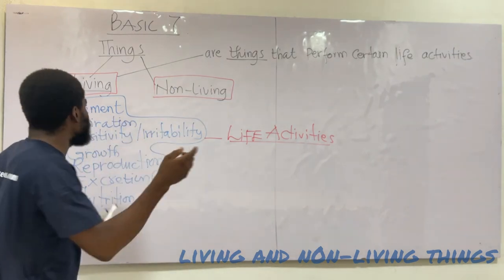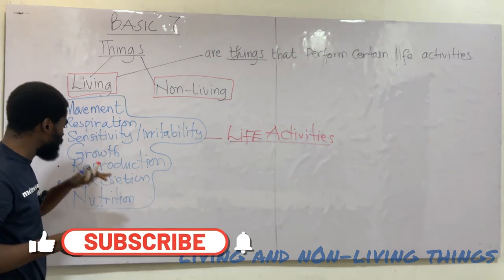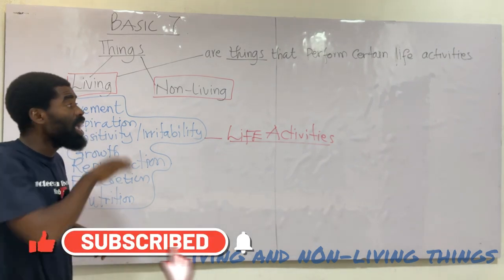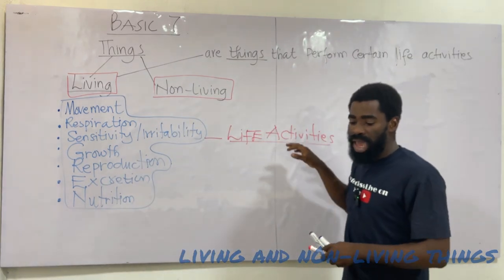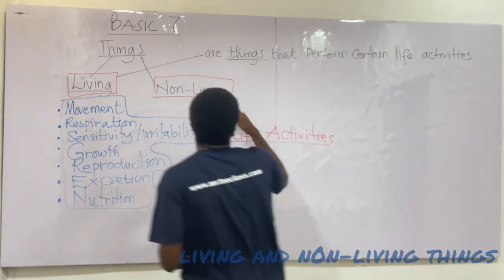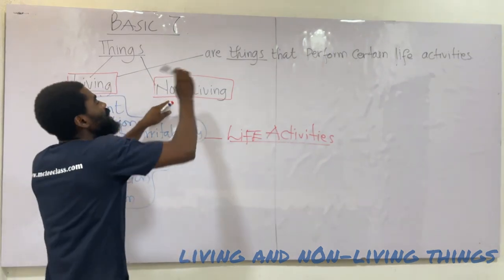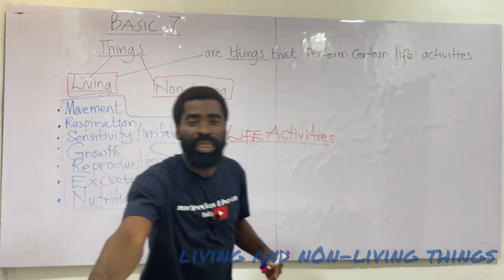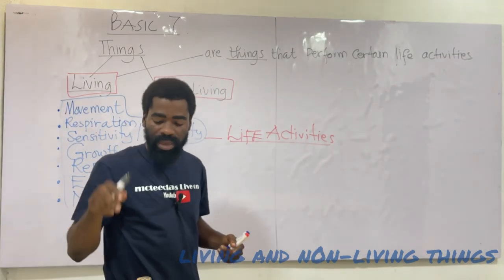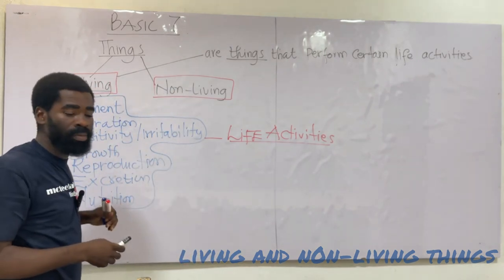What are those activities? They can move, they respond to stimuli, they grow, they reproduce, they excrete, and they also feed. So anything at all that is doing this is a living thing. And non-living things are those that cannot perform these, the opposite. They are things that cannot move. This stone cannot move. This duster cannot move unless I move it. It's a non-living thing. It cannot reproduce, neither can it respond to stimuli.